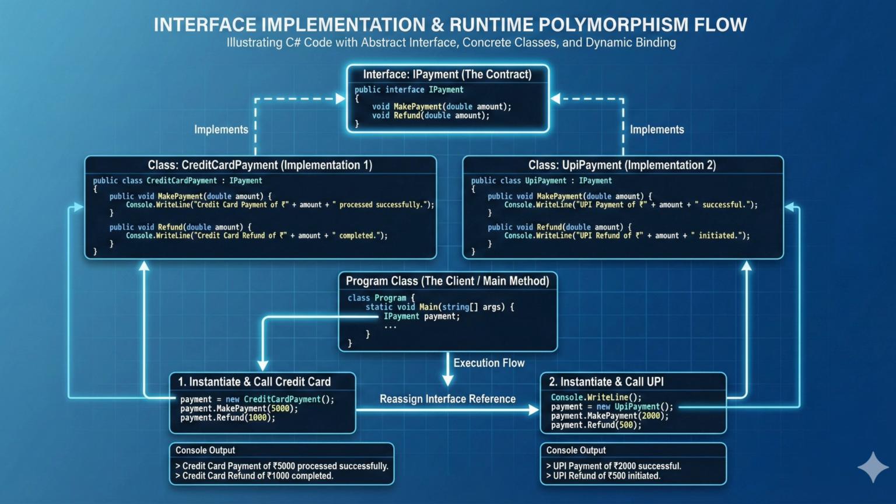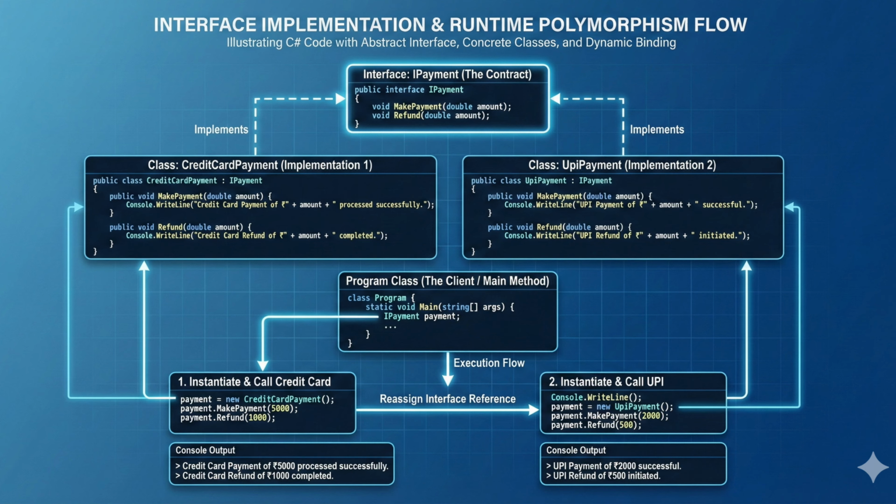Now imagine adding a new payment method in the future, such as wallet payment or crypto payment. In this architecture, no changes are required in the Program class. We only need to create a new class that implements the IPayment interface. The existing code continues to work without modification. This is known as the open-closed principle, where the system is open for extension but closed for modification.